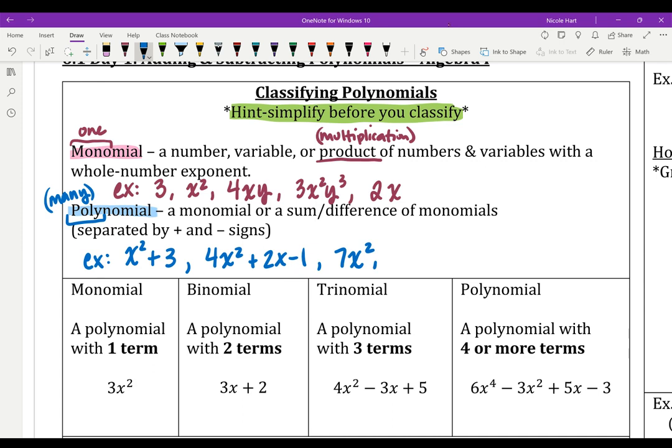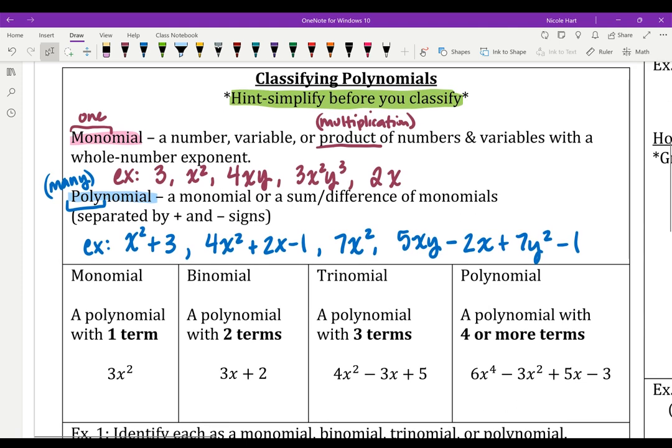We could say 5xy minus 2x plus 7y squared minus 1. That's got multiple pieces in it. Again, there's not really any limit to the number of pieces. You could have 7 terms, you could have 8 terms, but we don't need to sit and write a whole bunch of examples. Now, once we have that polynomial, we can classify it just a little more specifically.